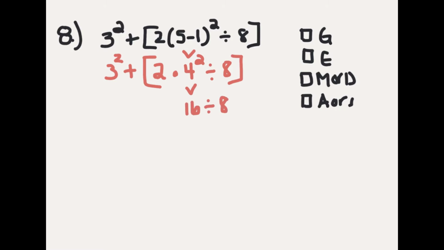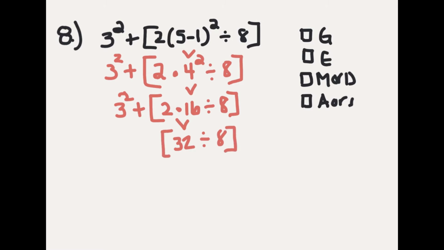Drop everything else down that I haven't worked with yet. My brackets still have to stay around because I didn't take care of everything inside of that grouping symbol yet. And this is a squared. There we go. So back into the grouping symbol, I have multiplication and division. Which one do I do first? Well, since they're on the same level over here, we have to do whichever comes first when we go left to right. So multiplication comes first there. 2 times 16 is 32. Bring down everything else that I haven't worked with yet.